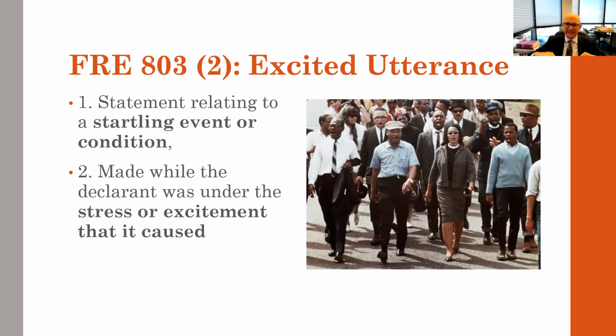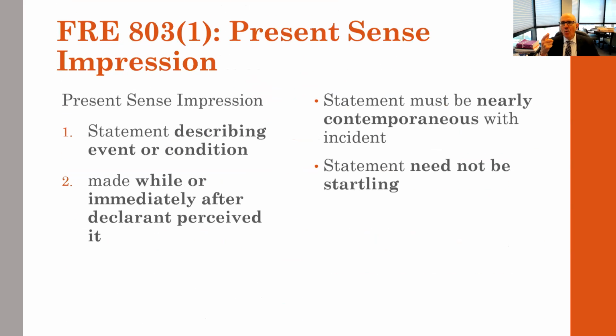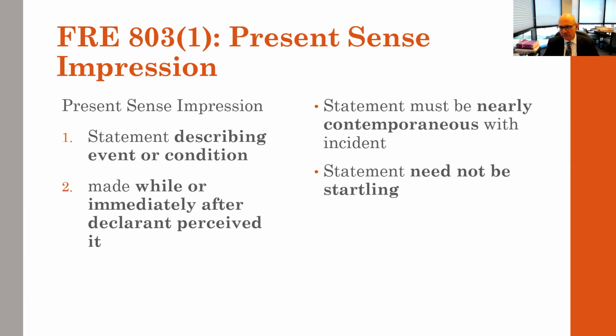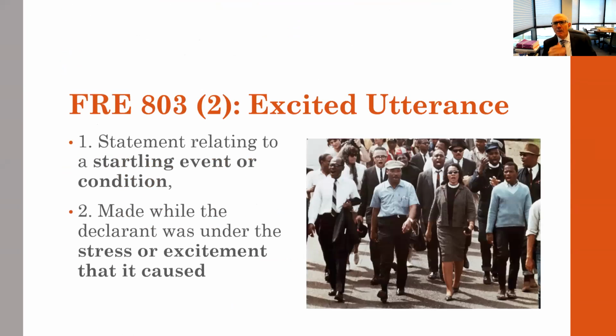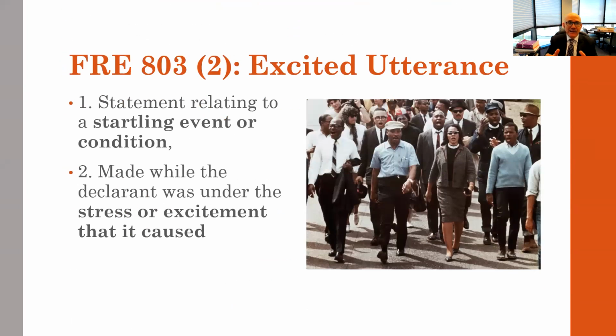The reason they will is that they'll argue excited utterance, because excited utterance doesn't have the same time requirement that present sense impression has. So if one of the prosecutor's witnesses is repeating some statement made by somebody else or by themselves at a court, a statement that otherwise would be hearsay, and they're trying to excuse it under an exception, but the prosecutor knows, oh, geez, this statement really was not made contemporaneously. So oftentimes what the prosecution will argue is that, oh, but it's an excited utterance. But oftentimes it will not be in response to a startling event or condition. If it is not in response to a startling event or condition, then it doesn't qualify.